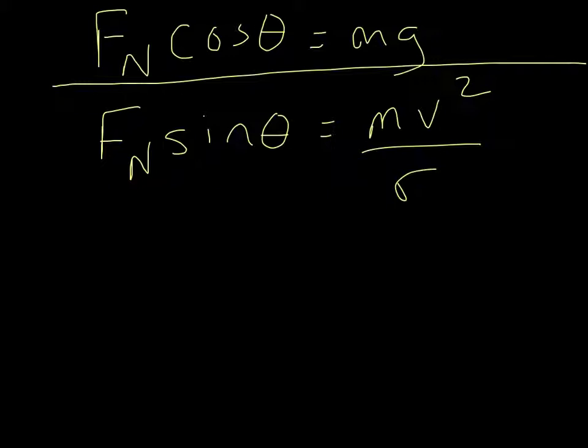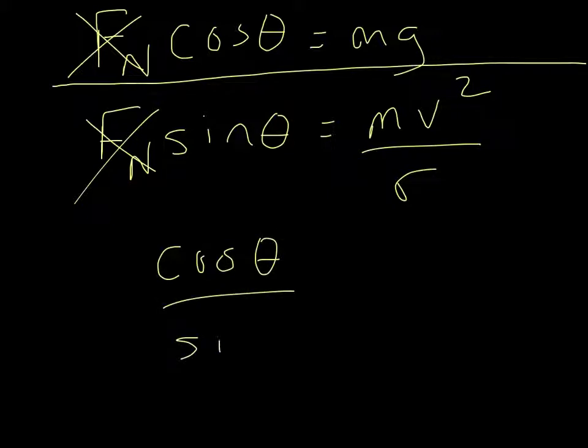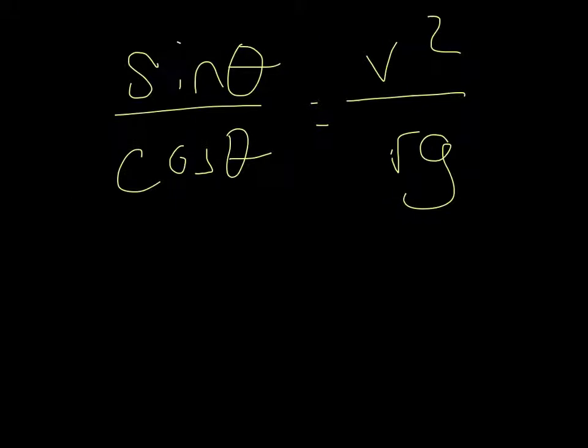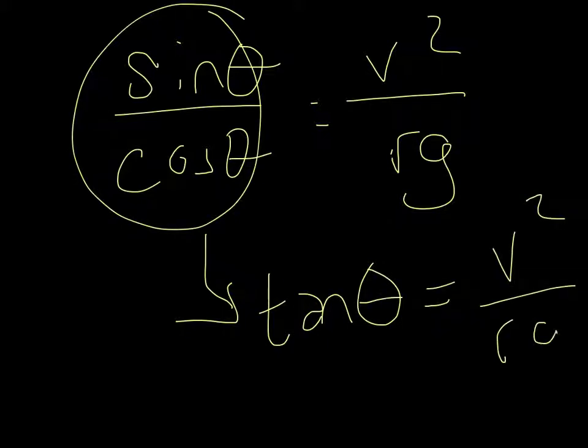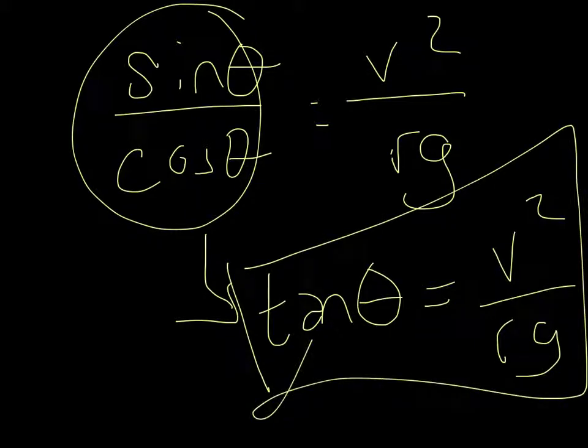All right, and if you do that, let's take the left sides first. You'll see that, of course, the Fns are going to cancel out. We get cosine of theta over sine of theta is equal to, we have a compound fraction there, and you can do g over v squared times r. All right, so if you flip it over, you get sine over cosine is v squared over rg, and this whole thing over here is just the tangent. So it's independent of the mass of the car, and it depends on the velocity and how far it is from the axis of rotation, and that is your perfect banking angle.